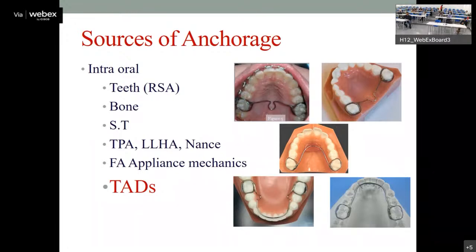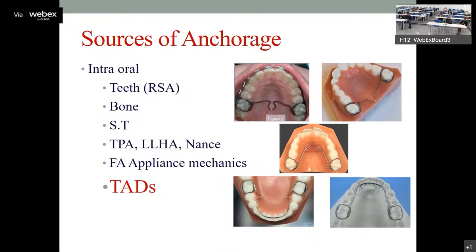And also, of course, from the fixed appliance mechanics, for example, using high friction mechanics compared to low friction mechanics, using push mechanics compared to pull mechanics. But remember, all of them do not prevent tooth movement 100%. So you will have some anchorage loss by using these devices.